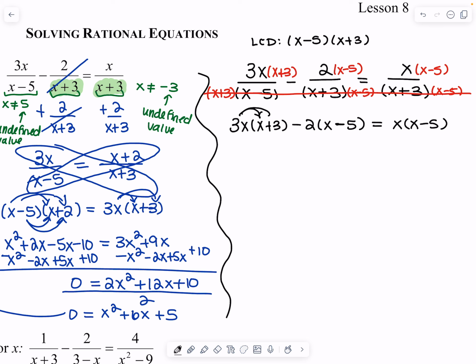So I have 3x times x plus 3. That's going to be 3x squared plus 9x. And then I'm distributing this negative 2. So negative 2x plus 10 equals x squared minus 5x.